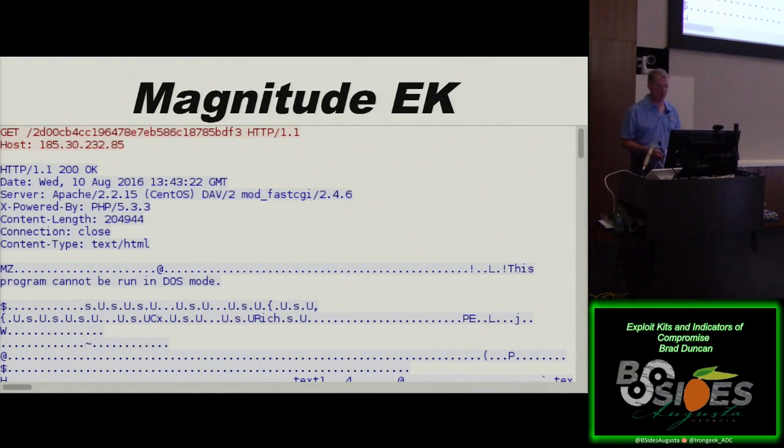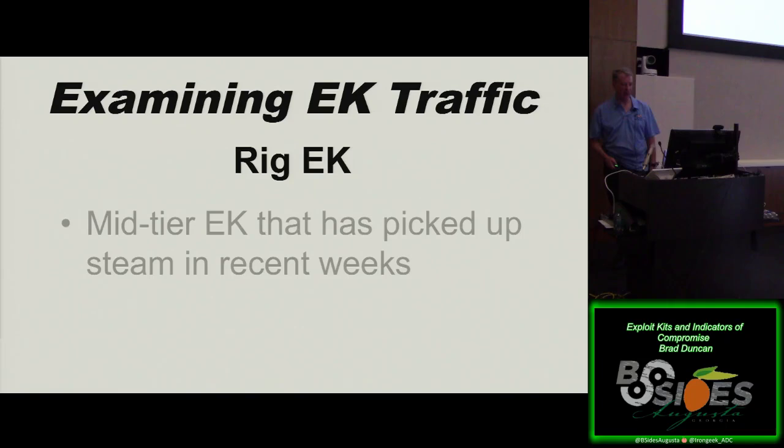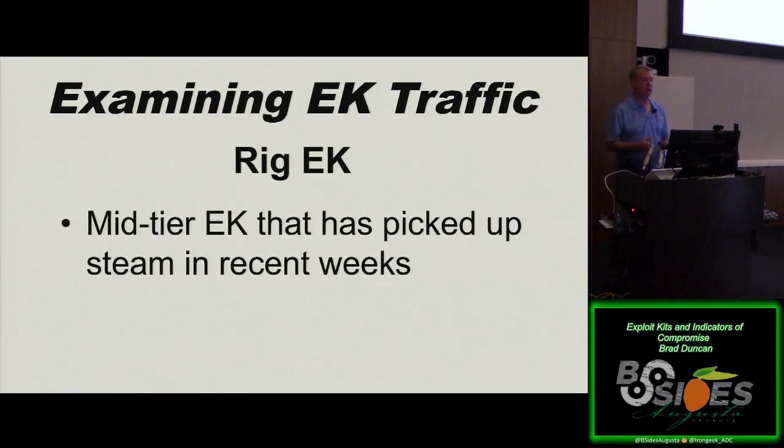So Rig Exploit Kit is a mid-tier exploit kit that has picked up some steam in recent weeks. When Angler Exploit Kit disappeared in June 2016, I saw Neutrino everywhere where previously I had seen Angler Exploit Kit. In the past couple weeks, one of the major campaigns I've been tracking, the EI test campaign, switched from Neutrino to Rig, and now it's just running Rig. So I'm seeing a lot more Rig exploit kit in the past couple of weeks.